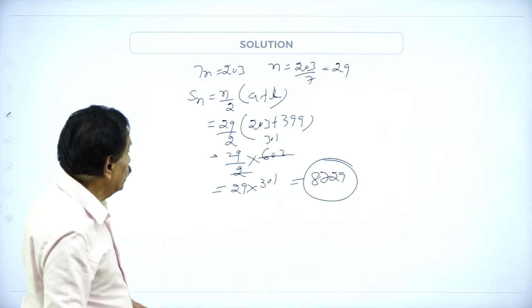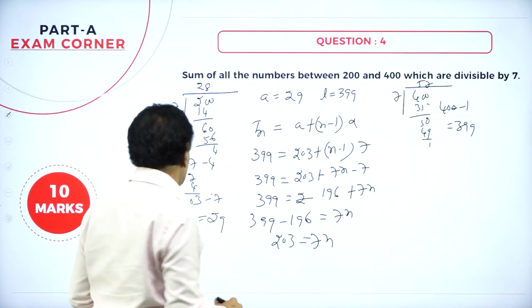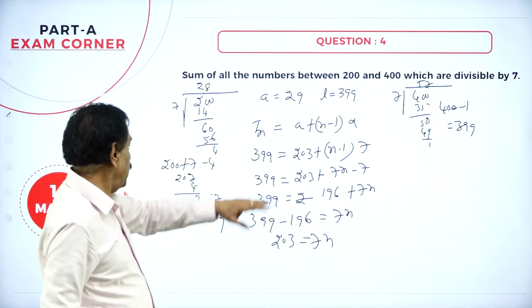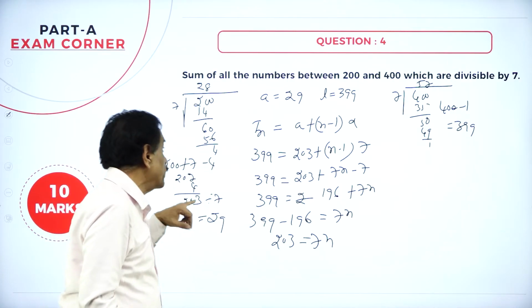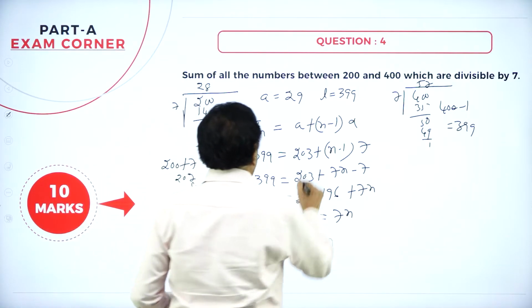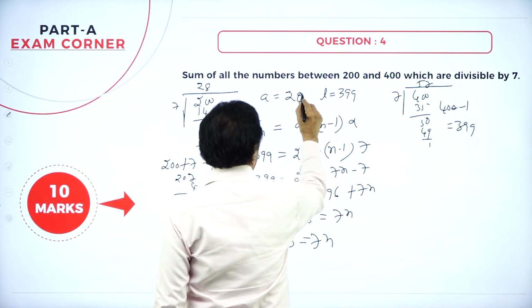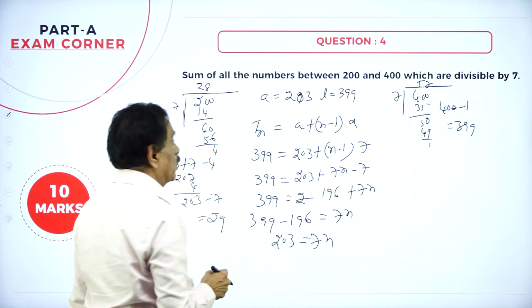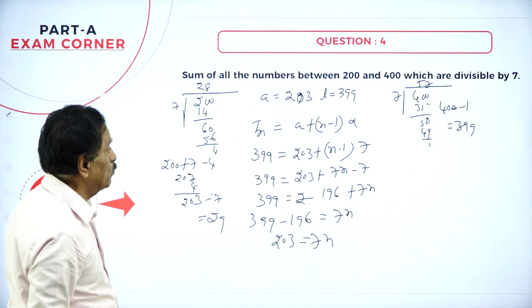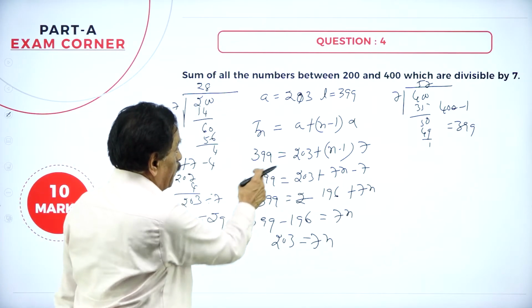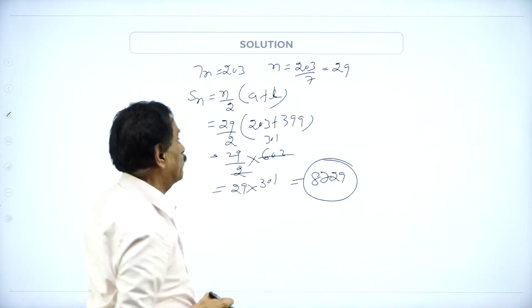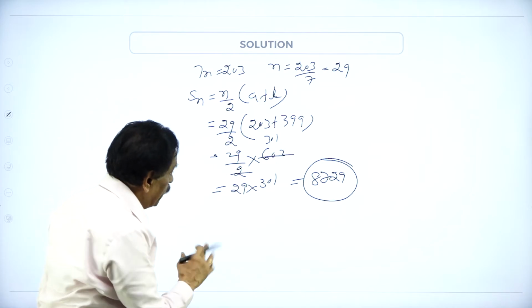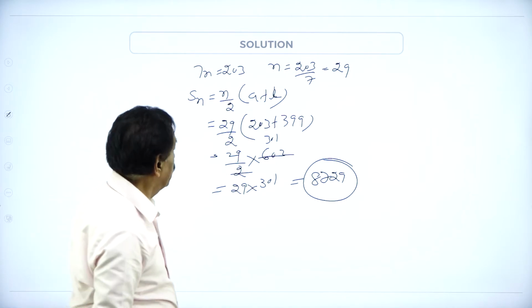This is the procedure. How to find it out? First find the first number: for 200, 7 should be added, 4 should be deducted, giving 203, divided by 7. The first number A is 203, and L, the last number, is 399. Apply the formula with A as 203, difference 7, number of terms 29, and the sum is 8729.